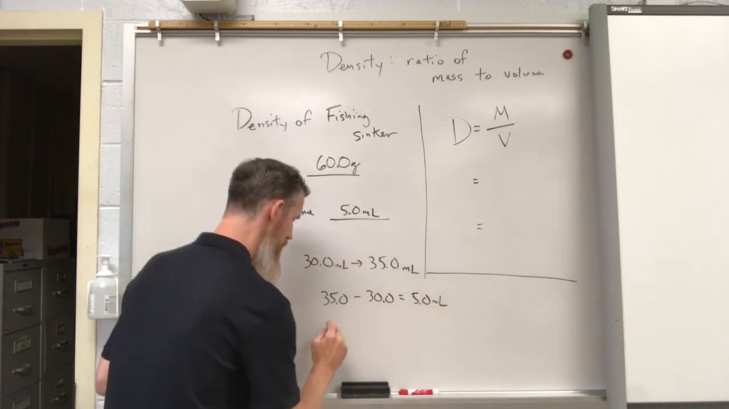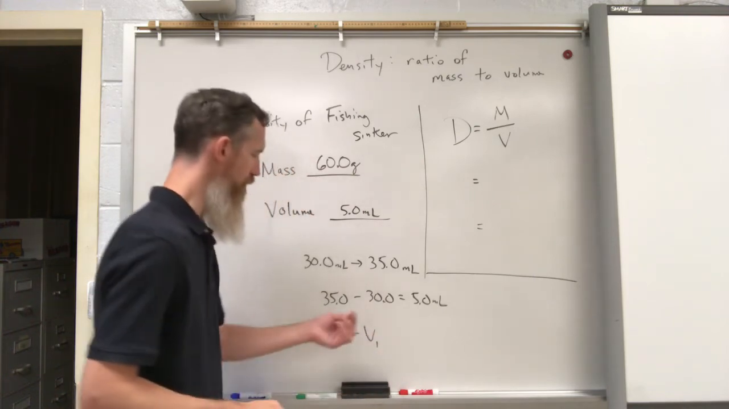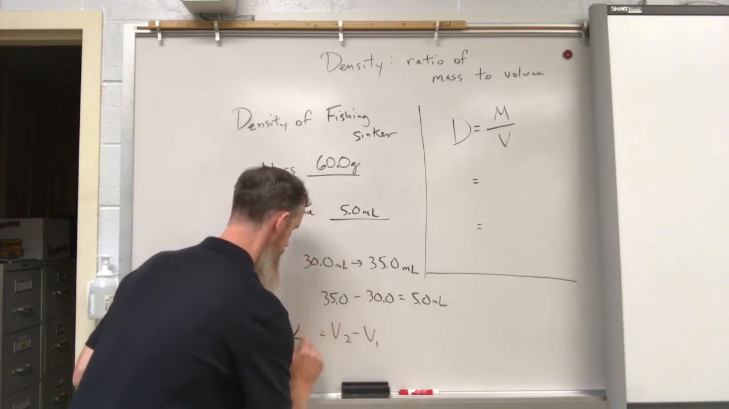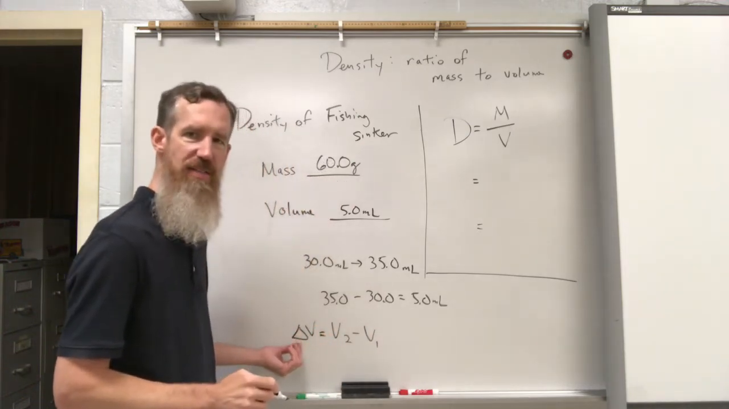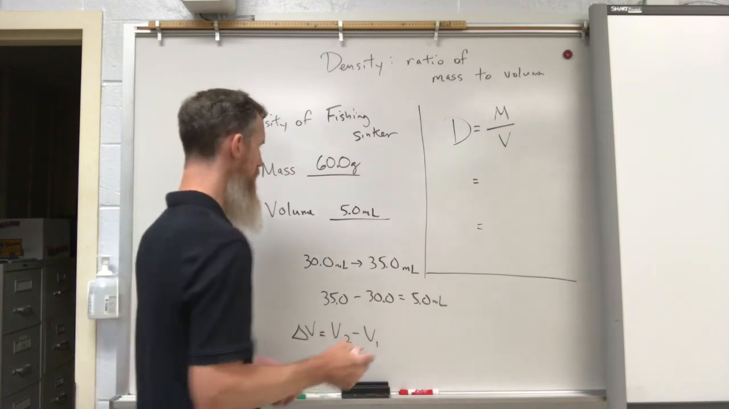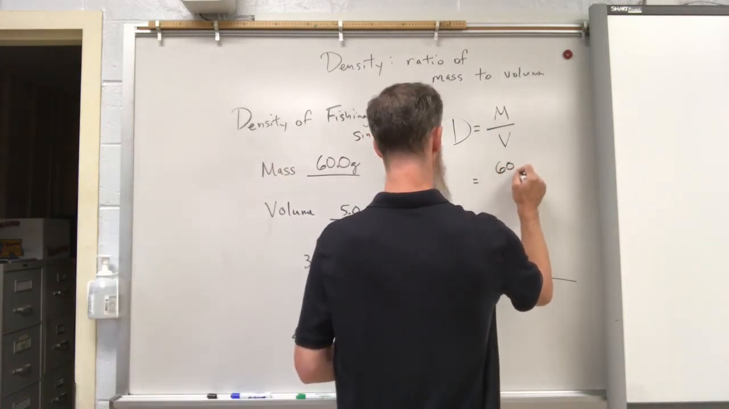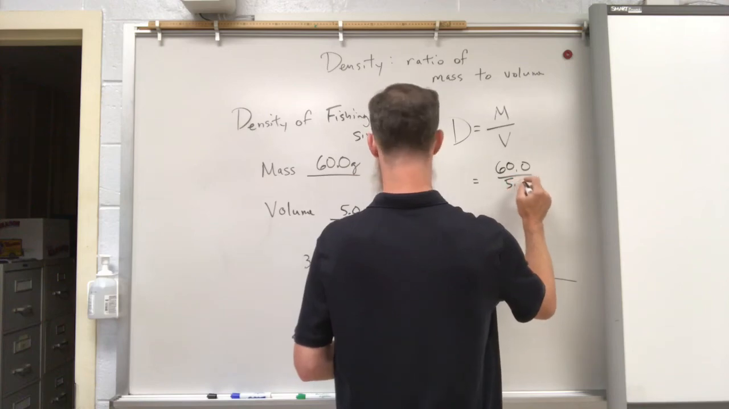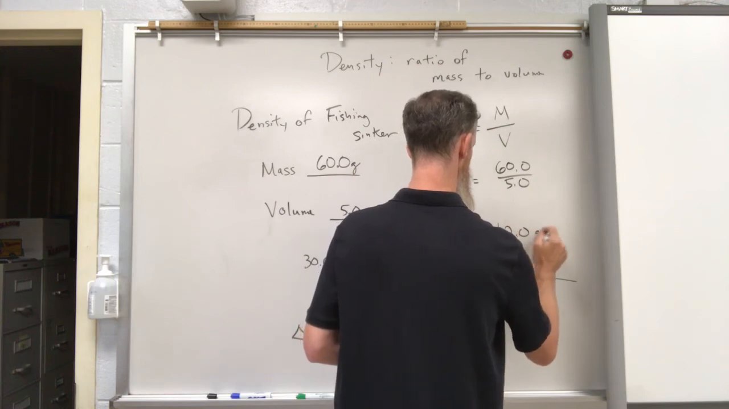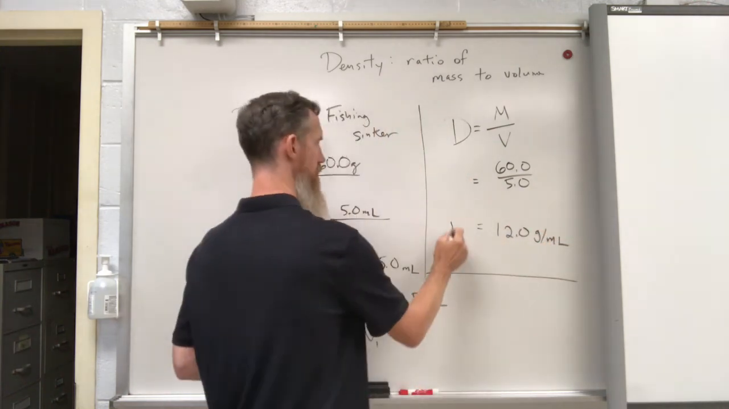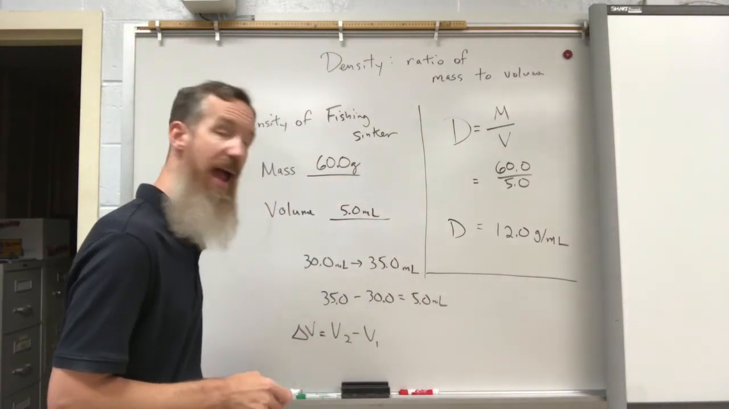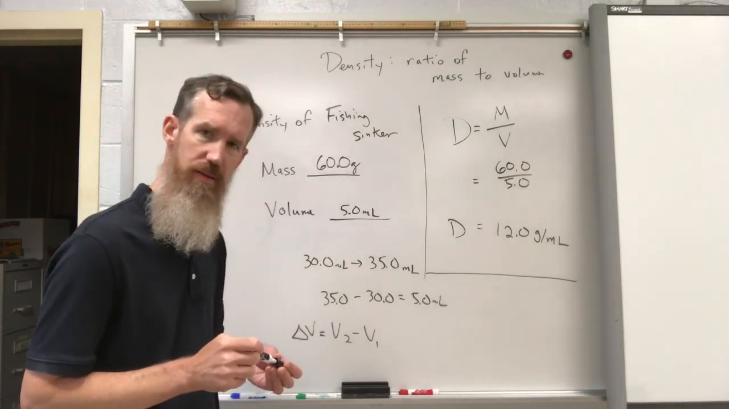And some textbooks will call that V2 minus V1, your second volume minus your first volume. What do you get? Some books will call that delta V. That little triangle means change or delta, and that's a subtraction. And so we find that. And once we have that, we can do the density. And that's a rough, rounded answer. The density is around 12 grams per milliliter.